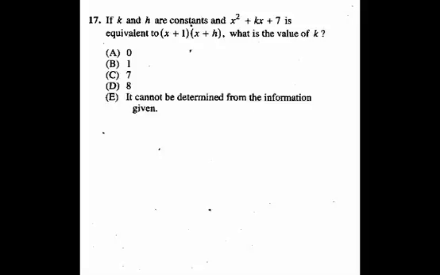17. Looking at the answers, could it be starting with C? First phrase, if k and h are constants, and x squared plus kx plus 7 is equivalent to parentheses x plus 1 parentheses x plus h. Let's write that one down. So we've got x squared plus kx plus 7 is equivalent to the parentheses x plus 1, x plus h.